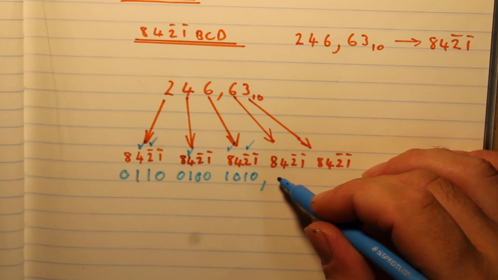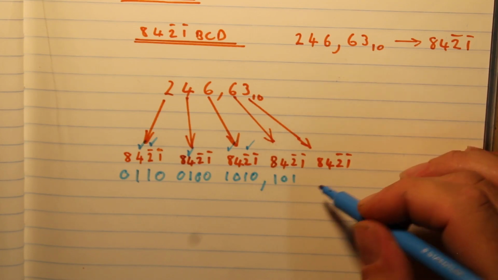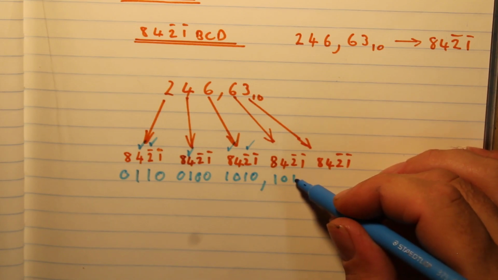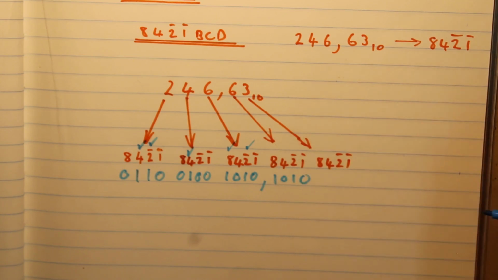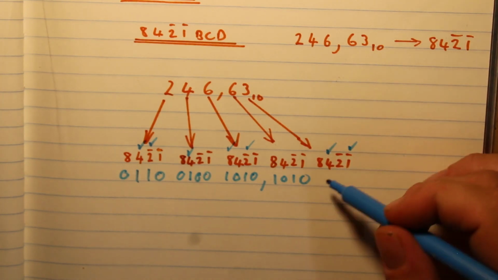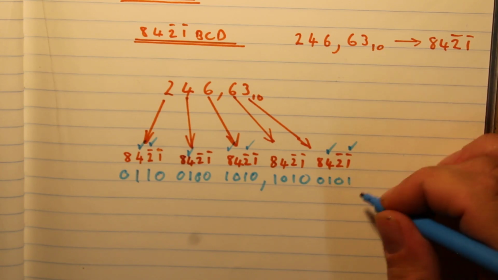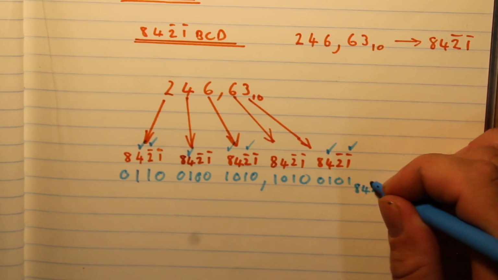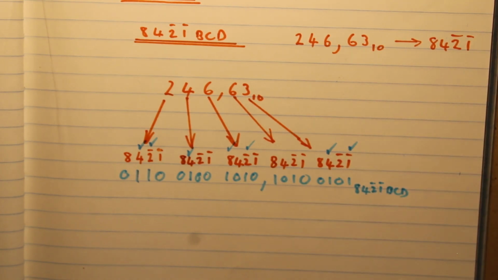Again, we got another 6, so that's going to be 8. We're going to use the negative 2. So we don't use the 4, we use the negative 2, because 8 minus 2 is 6. And there we go. Then for 3, we're going to use the 4 and the negative 1, and we're going to say 0, 1, 0, 1. And then we're going to write 8, 4, not 2, not 1, B, C, D. All right? So that's the example.